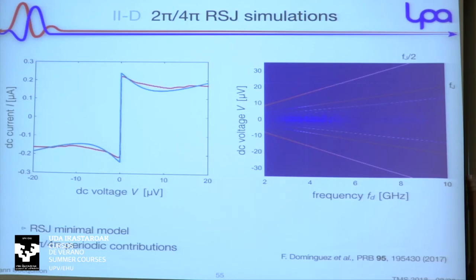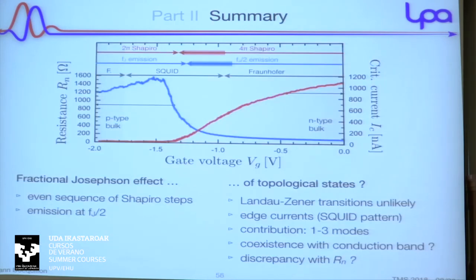So let me finish by summarizing this on a plot, and you will see that we have observed two types of signals that tend to show that there's a 4-pi periodic Josephson effect in our devices. First, the 4-pi periodic Shapiro effect, and second, emission at half the Josephson frequency. But the strange thing is that even though these two features are stronger in this region, they can be seen over a wide range of gate voltage.